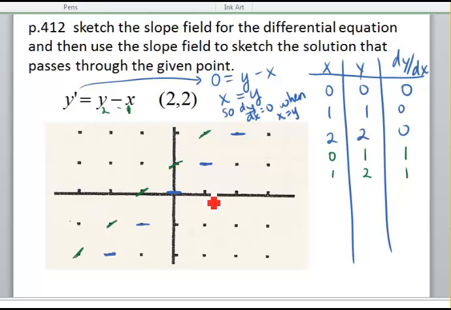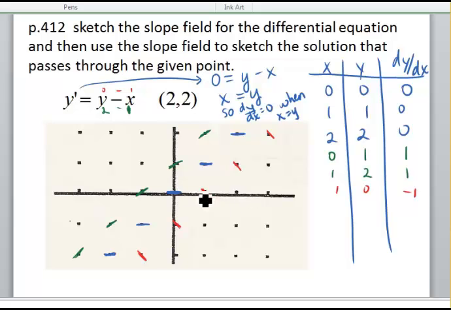Let's go on the other side here. So let's look at 1, 0. When I plug in a 0 for my y and 1 for my x, I get negative 1. So I will draw a tangent line to the curve right here that shows negative 1. That will look like this. And if I tried that for 2, 1, that would be 1 minus 2, so I'd get negative 1 again. So I can fill in my diagonals again. And let's keep going with this just a little bit longer.